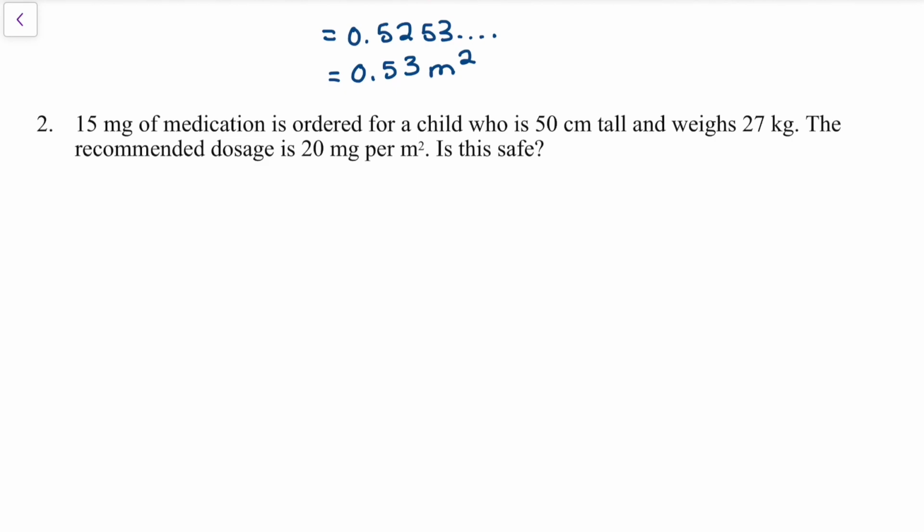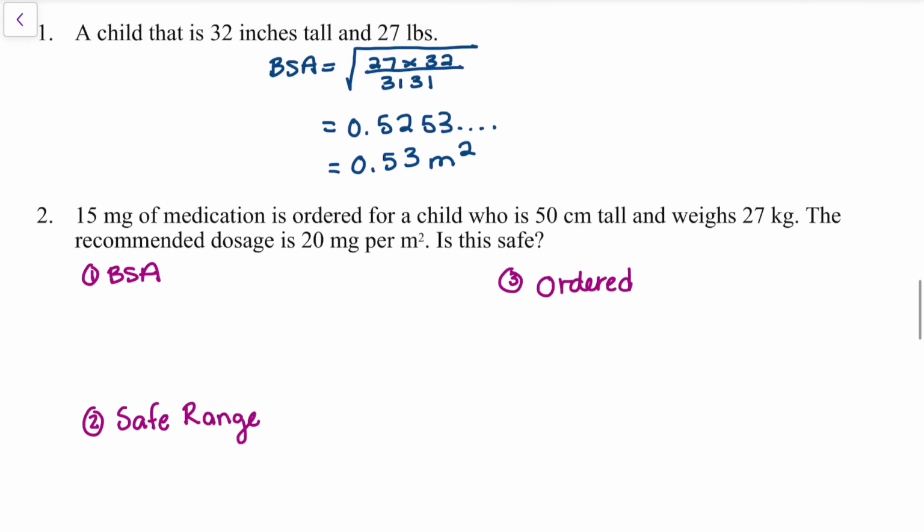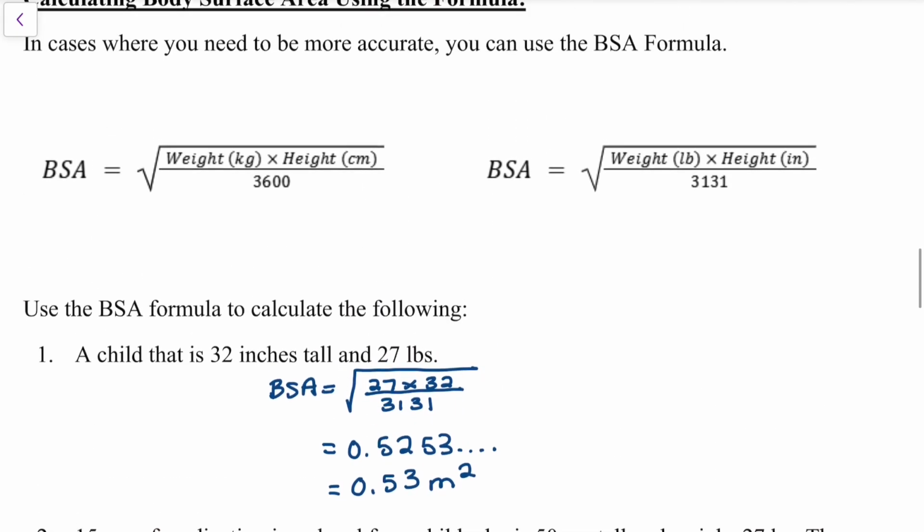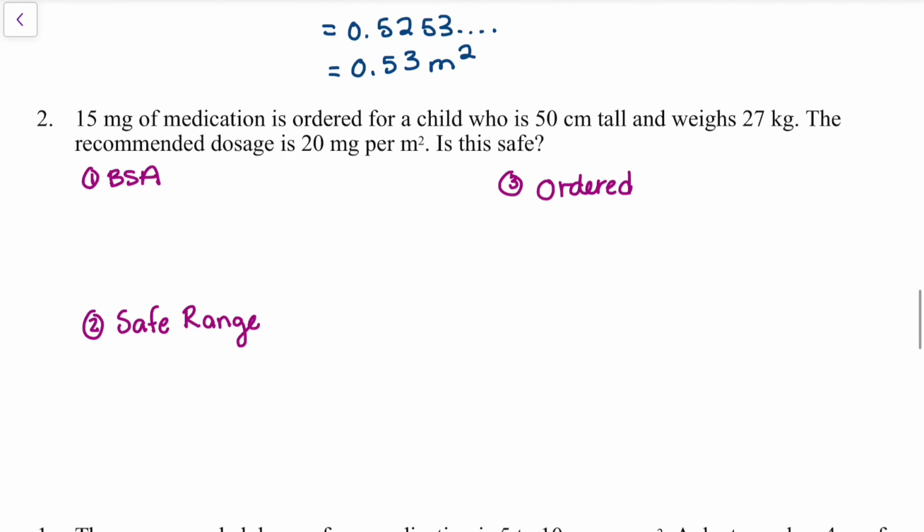Okay. Our first step is going to be to find the body surface area. Similar to how we did the West Nomogram ones, we're just using the formula here. Then we're going to find the safe range. And then we're going to look at what was ordered and see if that is safe. In this one, they gave us centimeters and kilograms, so I can use the metric formula.